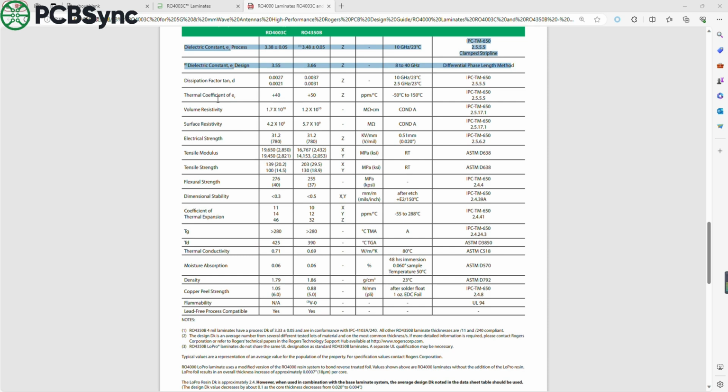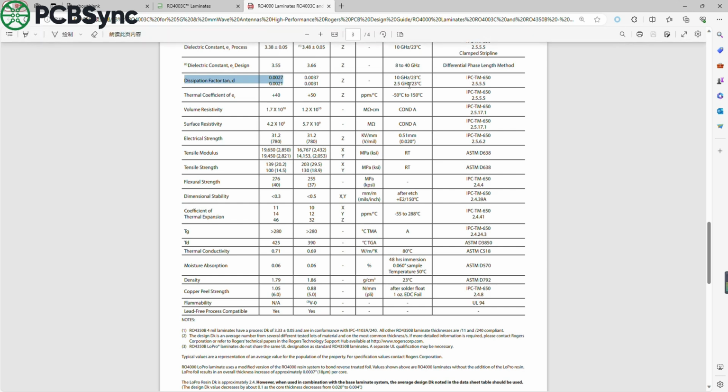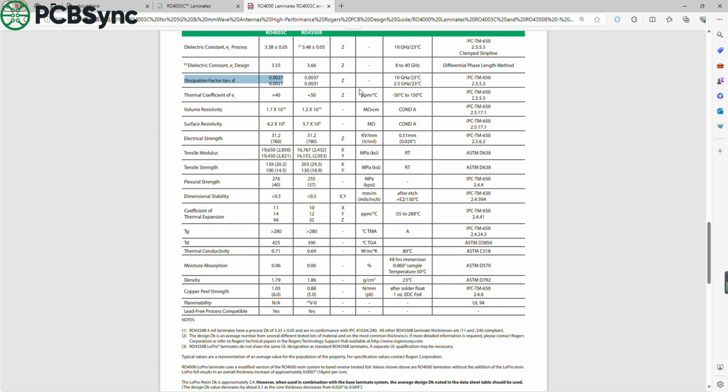Moving on to the next part, we are going to take a closer look at DF. The second item is the dissipation factor, DF, also known as the loss tangent. RO4003C is tested at 10 GHz and 23 degrees Celsius with a typical value of 0.0027. At the same time, a typical value of 0.0021 is given for 2.5 GHz at 23 degrees Celsius.